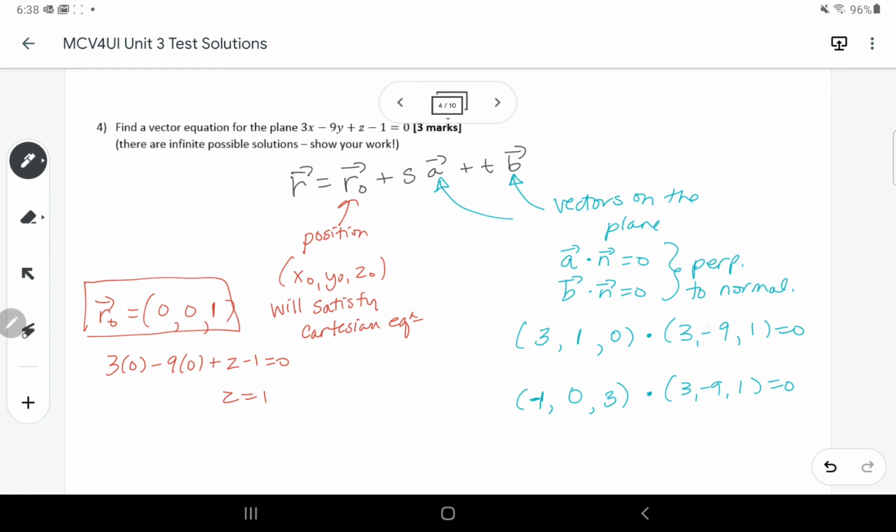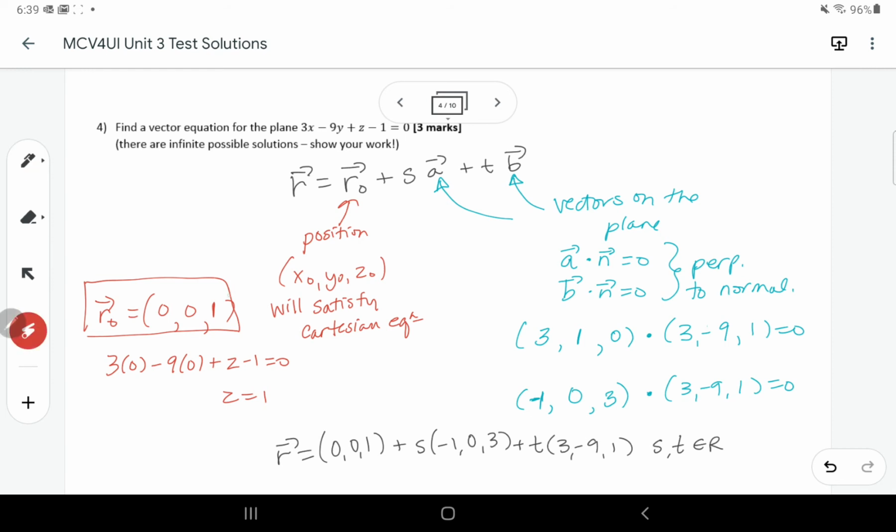So then my vector equation for this plane would be that point on the plane plus s times one of my direction vectors plus t times the other one. And you certainly didn't need to write this much. People maybe would write just that much and this much, but this is just the explanation up top.